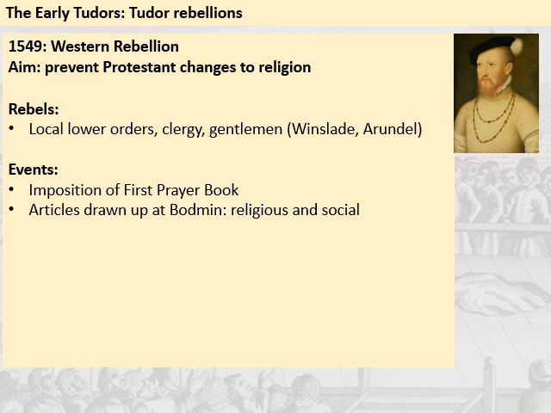Now, these changes hadn't been introduced successfully, and so rebels drew up articles, so their list of complaints, their list of demands, and these contain both religious and social concerns and demands. Now, Seymour dispatched Lord Russell, who was a councillor, who was of local importance. Again, there's a similarity there, right? We've seen that in previous rebellions, that it's the noble who has a local standing or following who is sent to deal and to quell the area.